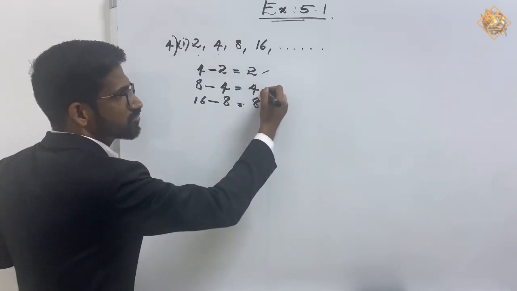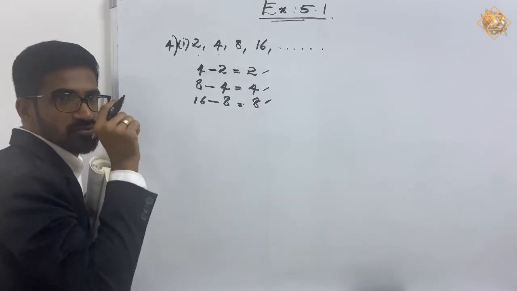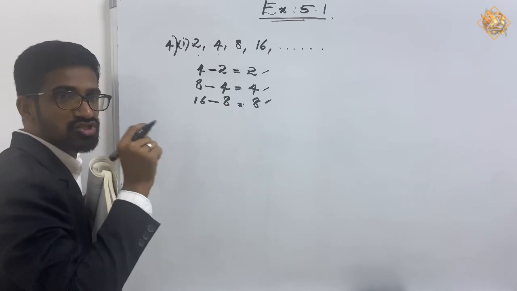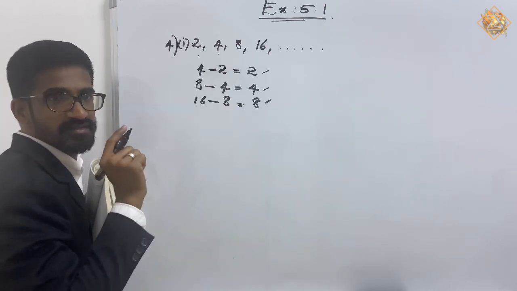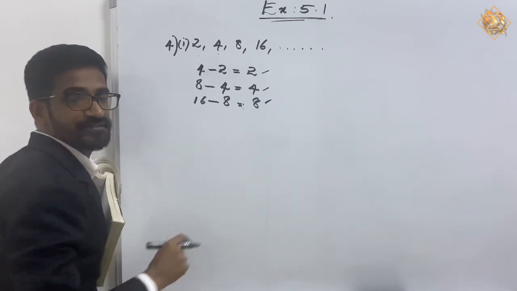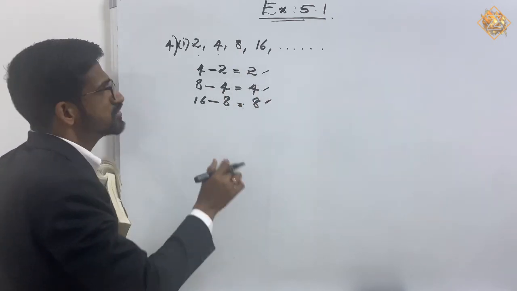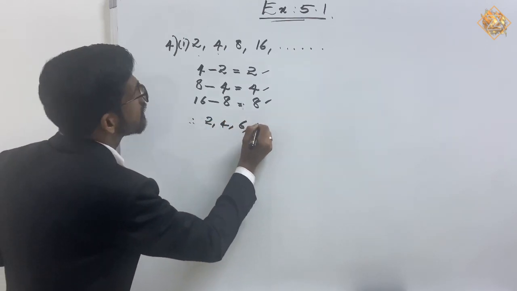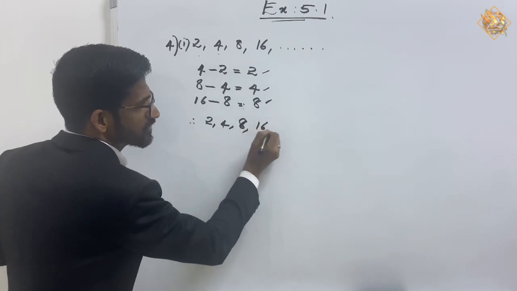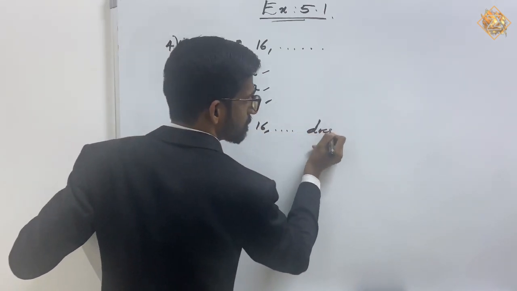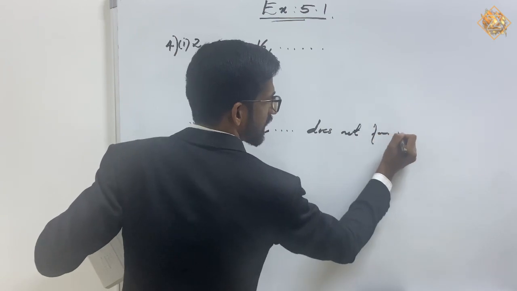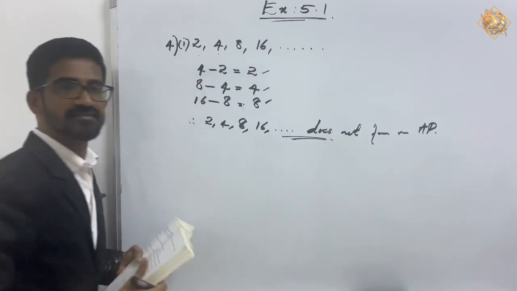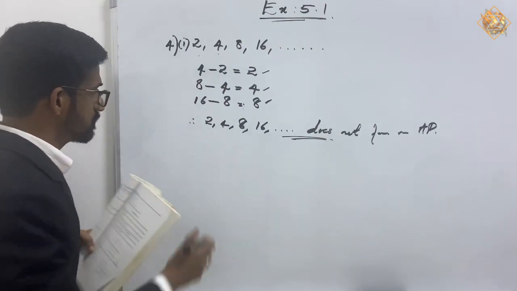Here these numbers are different: 2, 4, 8. For a list of numbers to be called an AP, the difference between each successive term should be a fixed number, isn't it? Only then can we say that the common difference is this and that. So here it is varying, it is different numbers. So we can say that this list of numbers, 2, 4, 8, 16, etc., does not form an AP. That's it. Hope it is clear.